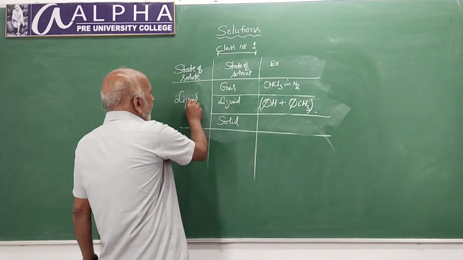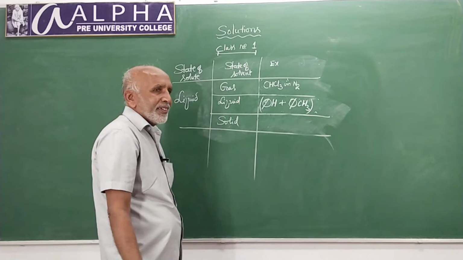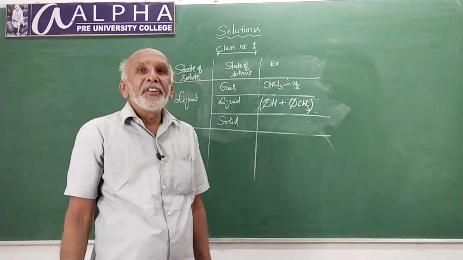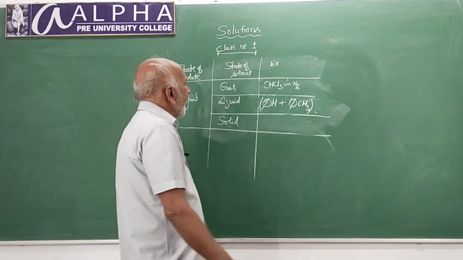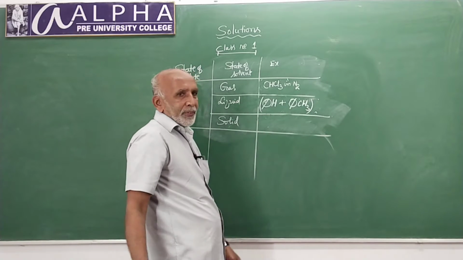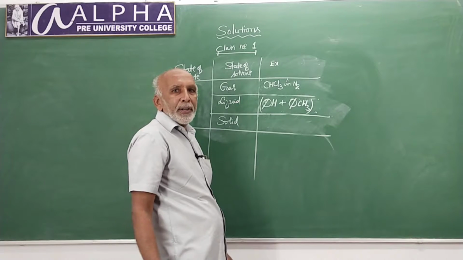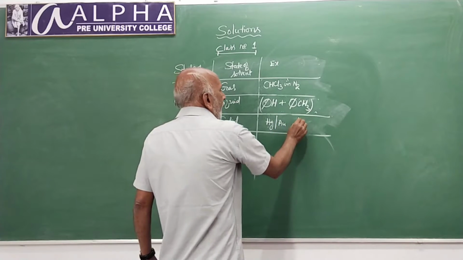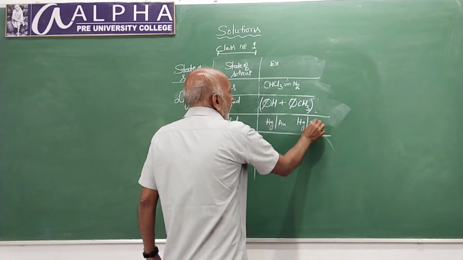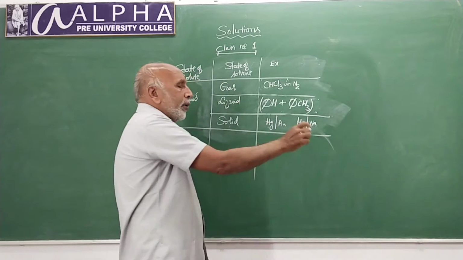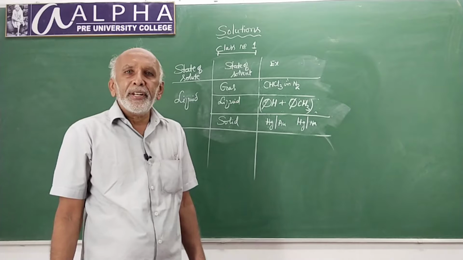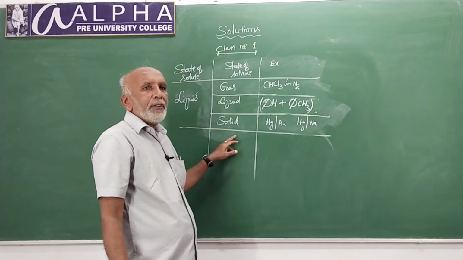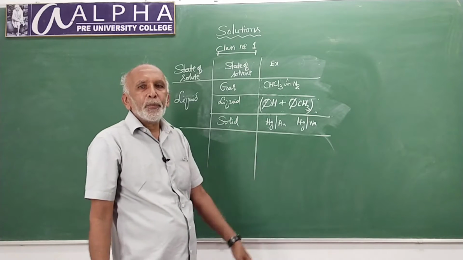Next, liquid in solid. Liquid dissolved in solid. Example, amalgams. Best examples, amalgams. That is mercury in gold or mercury in sodium, that is sodium amalgam, gold amalgam, silver amalgam, etc. Amalgams are the best examples for liquid dissolved in solid solutions.